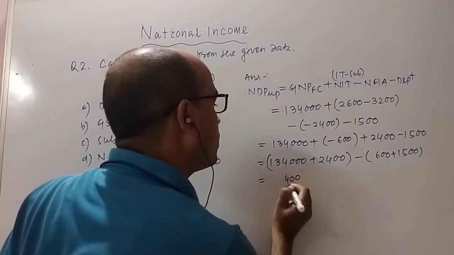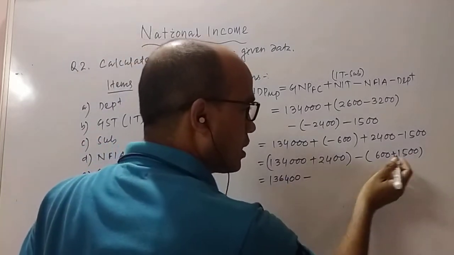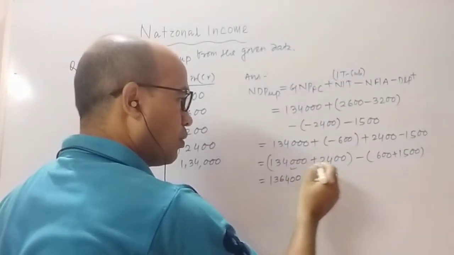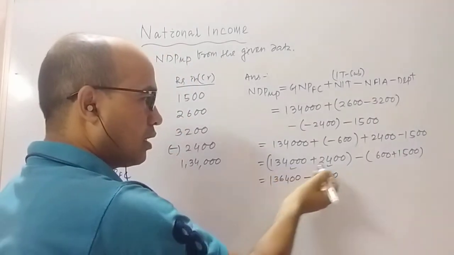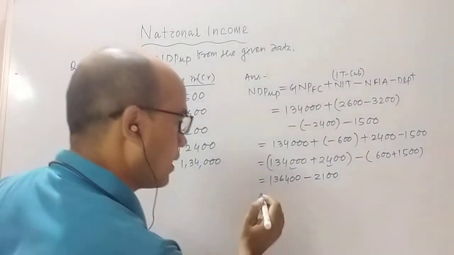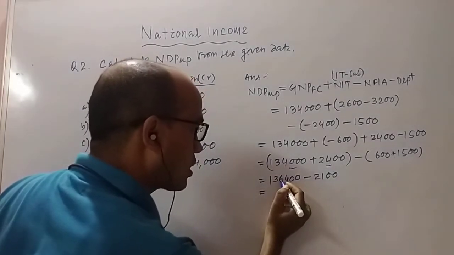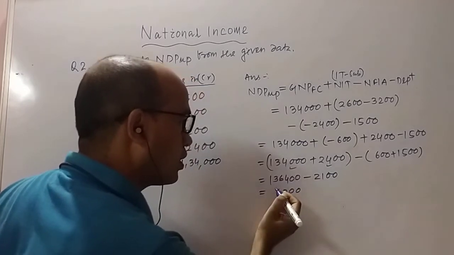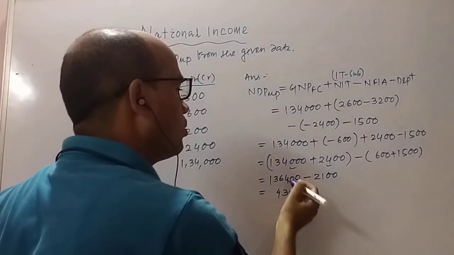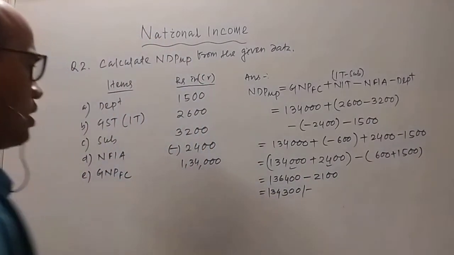Once again, you add 1,34,000 plus 2400, you are getting 1,36,400, and then minus 2100. Subtracting, you get 1,34,300. This is your answer.